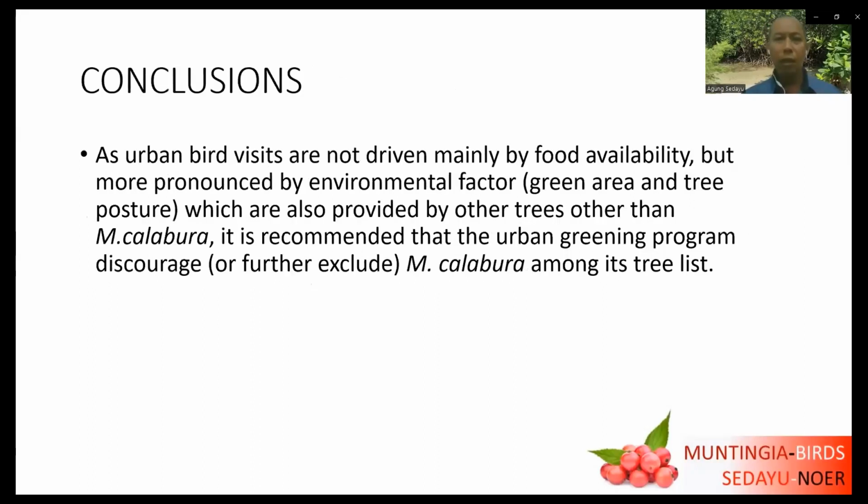It means that as urban bird visits are not driven mainly by food availability, but more by environmental factors, green area and tree posture, which are also provided by trees other than Muntingia calabura, it is recommended that the urban greening program discourage or exclude Muntingia calabura from its tree list.